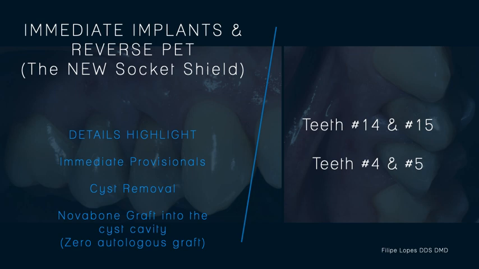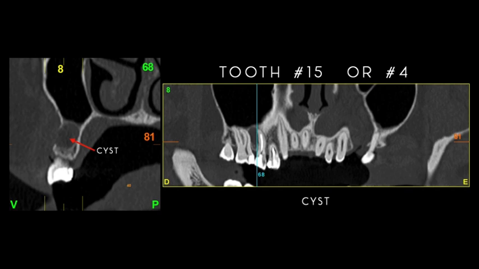That will be about immediate provisionals, the cyst removal, because we have a cyst, as you'll see in a minute, and also the grafting procedure, where I will use just Novabone, which means I'm using a zero autologous graft. So this is teeth 14 and 15, 4 and 5 in the US nomenclature. And you can see there's a huge cyst in here.